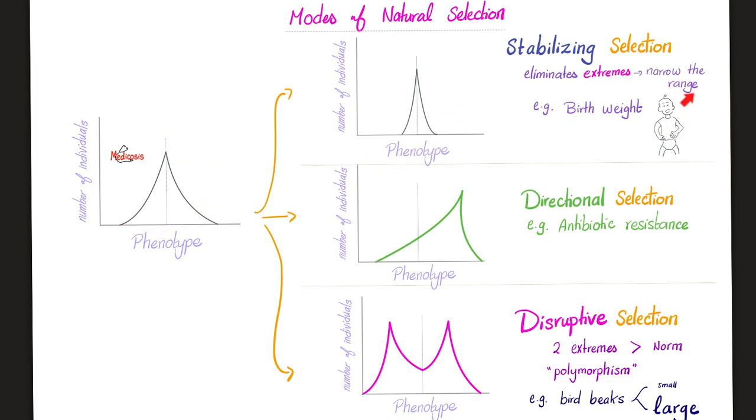Example, birth weight in babies. You'll find that babies are born within a narrow range. Yes, some of them are thin, some of them are chubby. However, there is a range. Doctors do not say 25 kilogram babies coming out of the womb. Why not? Stabilizing selection. Eliminate the extremes, narrow the range.